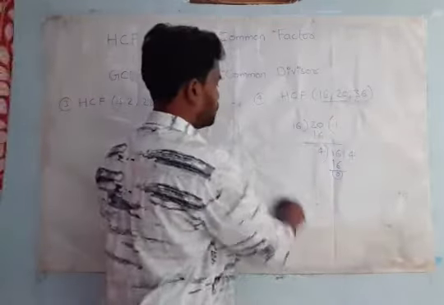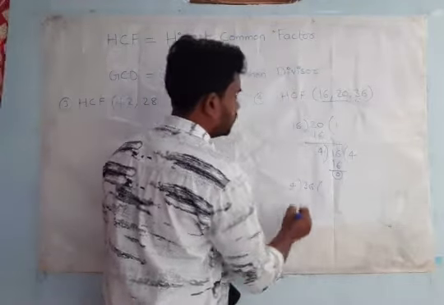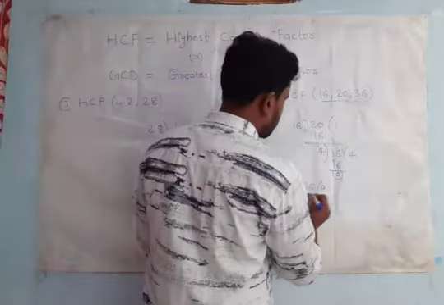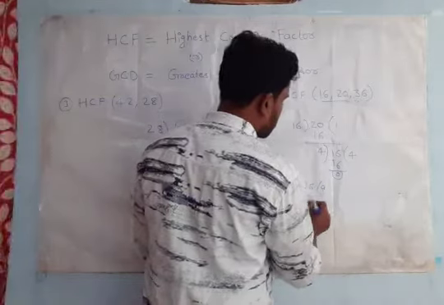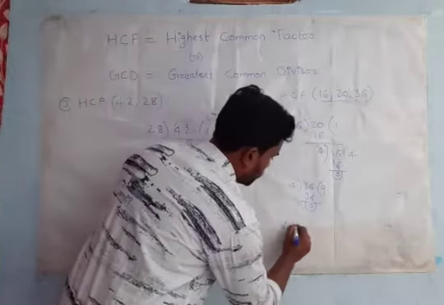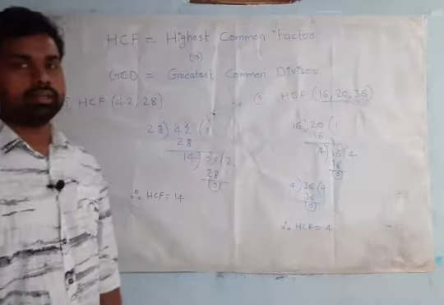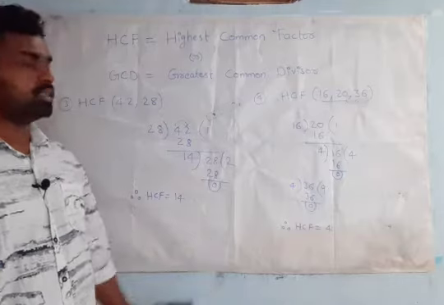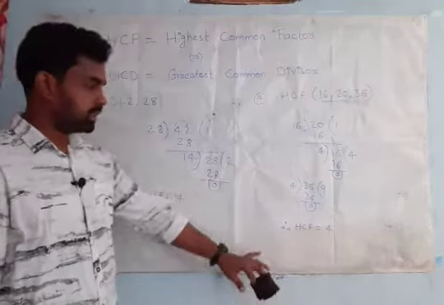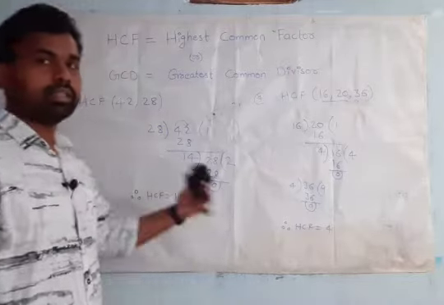Now you divide this 36 by 4. In the 4 table, is 36 there? Yes, 4 nines are 36. 36 minus 36 is 0. So for all these 3 numbers, the HCF is 4. Like this we can finish the GCD or HCF. GCD or HCF equals 4. This is how we find the HCF in the division method.